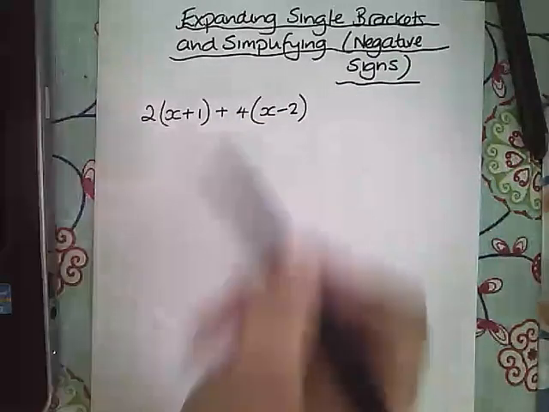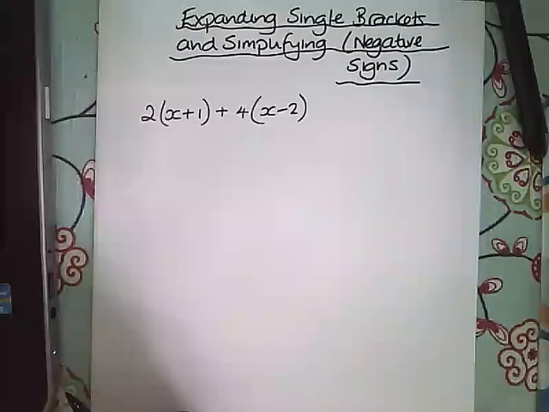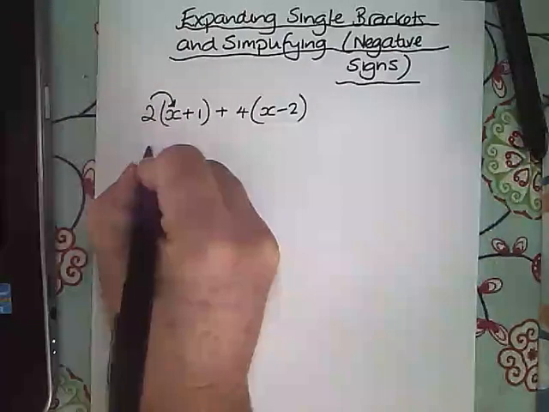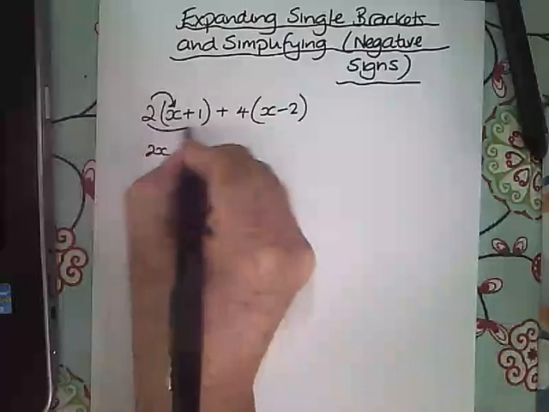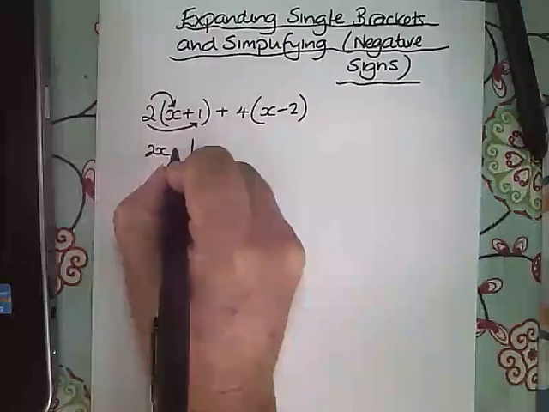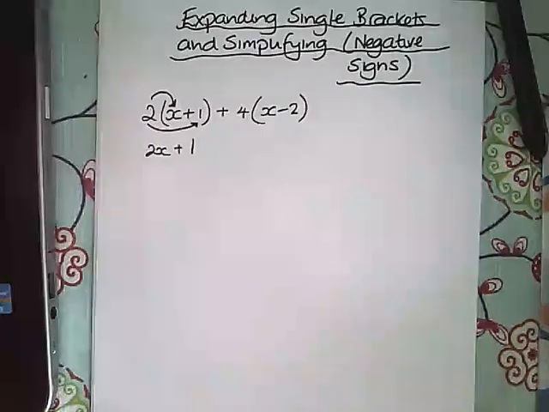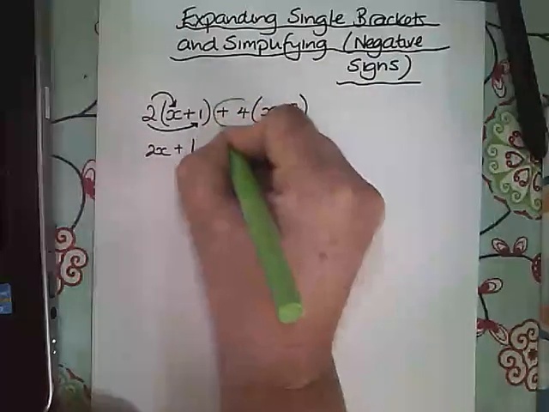Now we've got a negative sign in there, and that means we need to take just a little bit of extra care. The process is the same. We draw our arrows in. So 2 times x is 2x. 2 times 1 is 2, and there's a plus sign in there. We then need to take our 4 on the outside of the bracket, and we're going to multiply that by the other things in the bracket. But we're going to make sure we take the sign of it with us, because in a minute you're going to see we're going to need to do that.